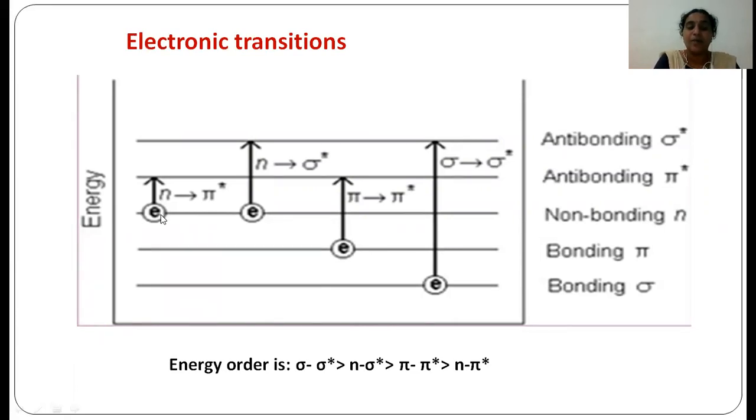Non-bonding electrons are loosely held and easily move from the ground state to the excited state. So among all these transitions, the most energetic is sigma to sigma star, next n to sigma star, next pi to pi star, and the least energetic transition is n to pi star. So these are the different types of electronic transitions available in a molecule.